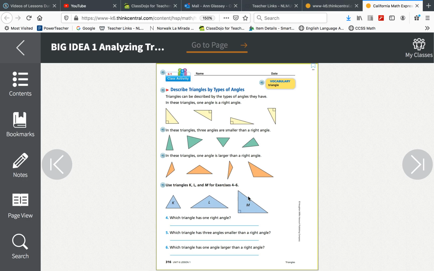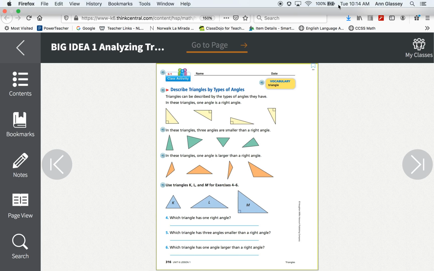Use triangles K, L, and M to do numbers 4 through 6. Which of these triangle letters, you'll write the letter, has one right angle like a book page? Which has three angles smaller than a right angle, and which has one angle larger than a right angle? Write the letters. That is part 1.